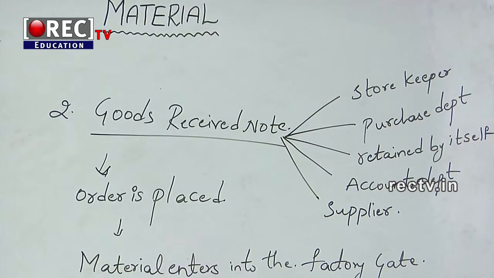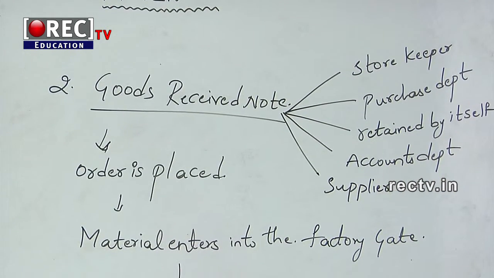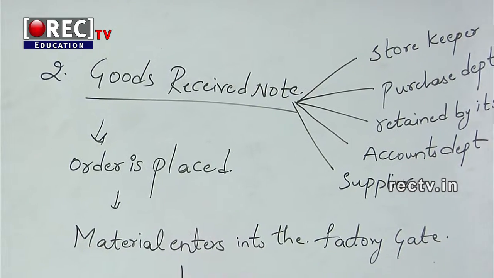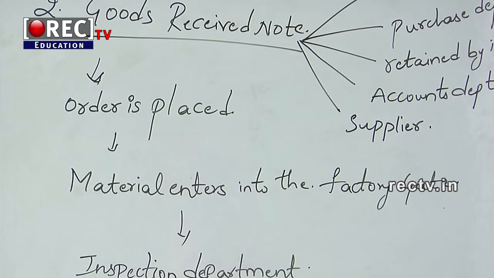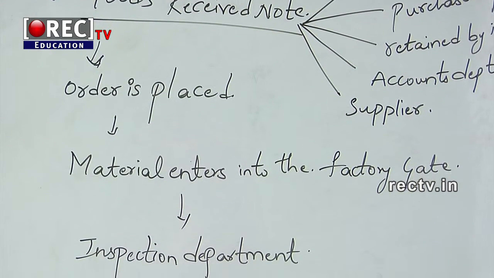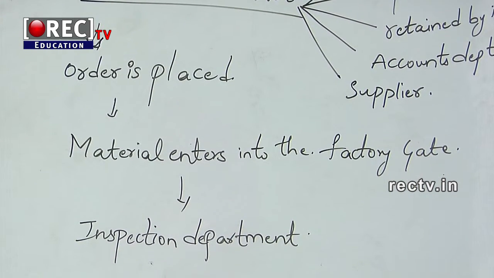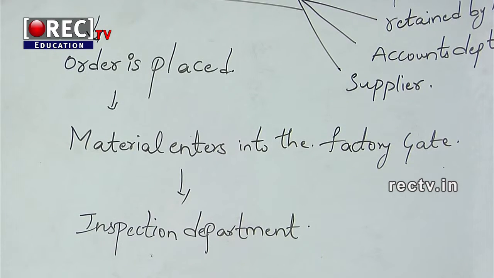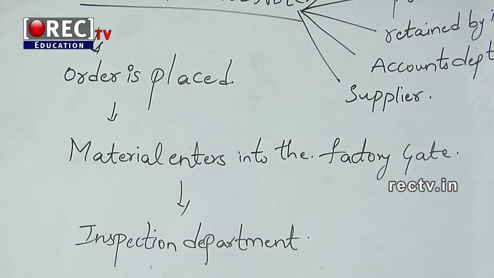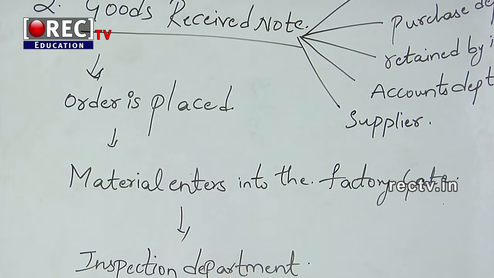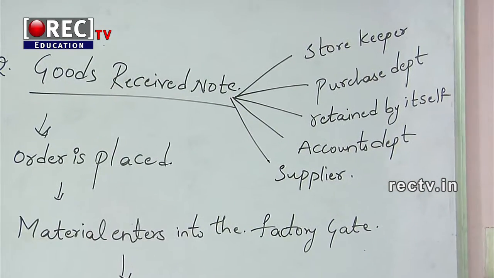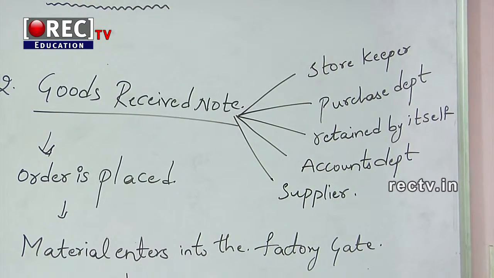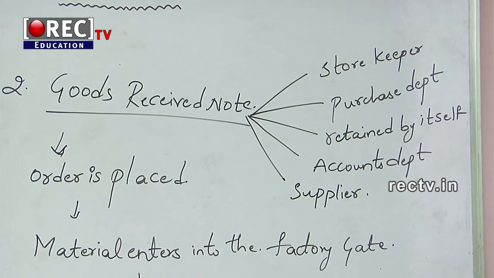Goods received note. When the order is placed by the purchasing department, the supplier sends the material to the factory. When material enters into the factory gate, the inspection department will inspect the material. The goods received note contains the date, time of delivery, quantity and quality of material, supplier's name, vehicle's number delivering the material, freight paid, etc.